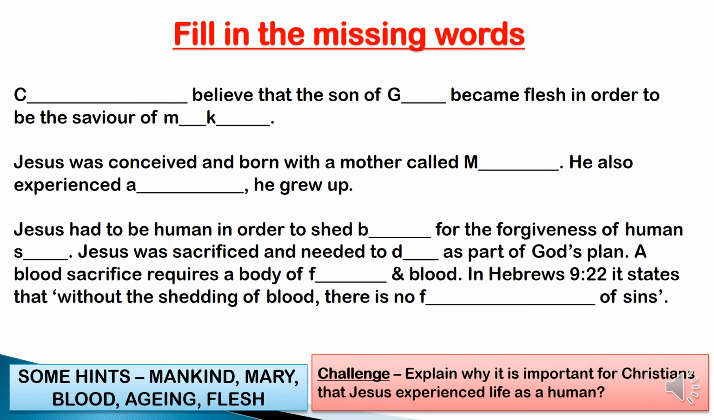So based on all that information, what I would like you to do now is to pause this video in a moment and write this paragraph out. Now I've given you parts where you need to fill in the missing words, and I've given you some hints. Some of the hints at the bottom are mankind, Mary, blood, agony and flesh. I've not given you all of the key words, so all of the words that you need to fill in.